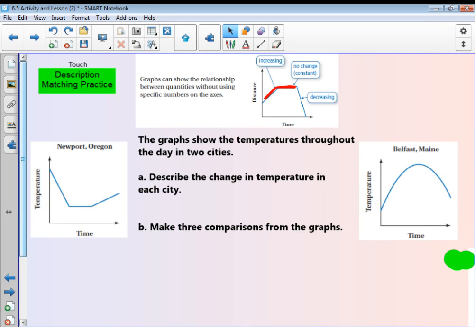Last scenario, it says the graph shows the temperatures throughout the day in 2 cities. Describe the change in temperature in each city. Make 3 comparisons about the graph. So let's start with the comparison. If I compare, and I'm just going to do this verbally, in Belfast, our temperature increased, got to a certain temperature, and then slowly decreased over time. And in Newport, it decreased, stayed at a constant temperature, and then increased. Okay, so it says describe the change in temperature. I kind of already did that, did both of those together.